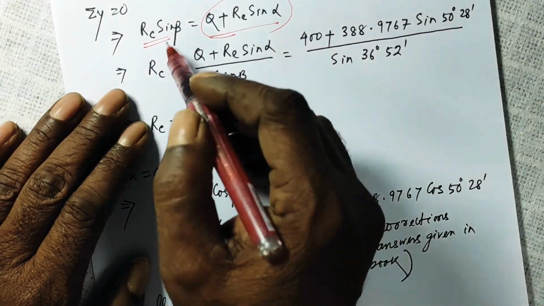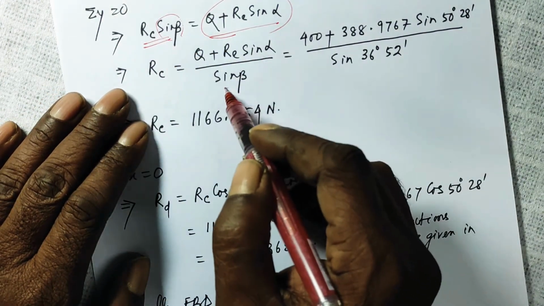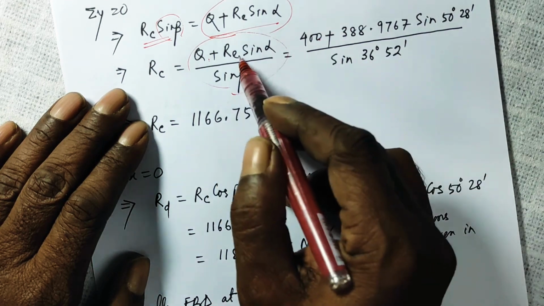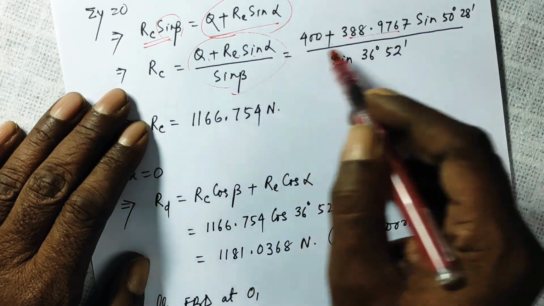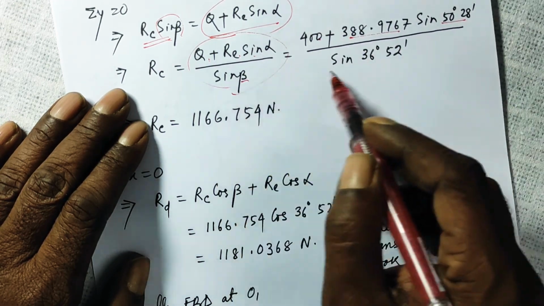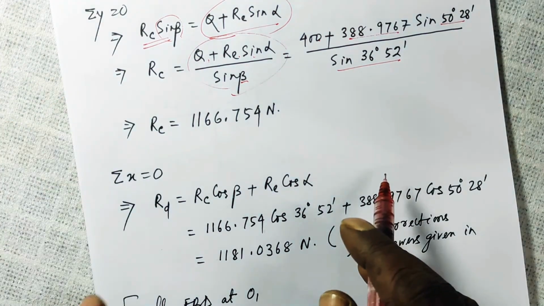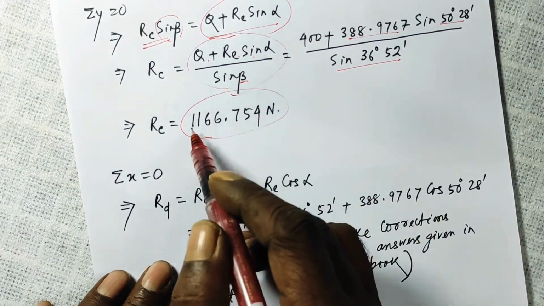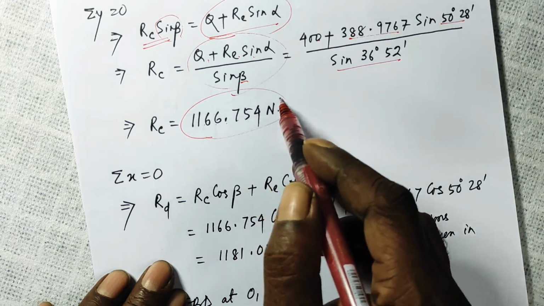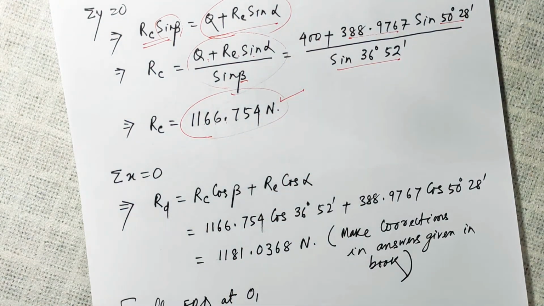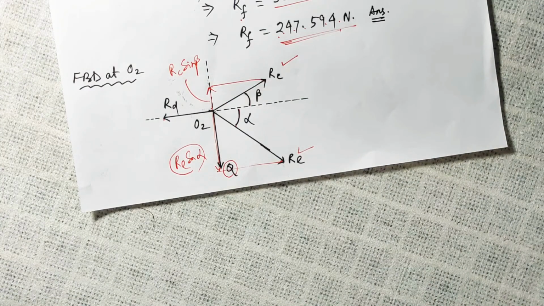So sine beta is multiplied, goes to the other side, value of Q is put, RE is put, sine alpha is put, beta is put in a scientific calculator. This comes out to be 1166.754 Newton. Then apply sigma x is equal to 0.